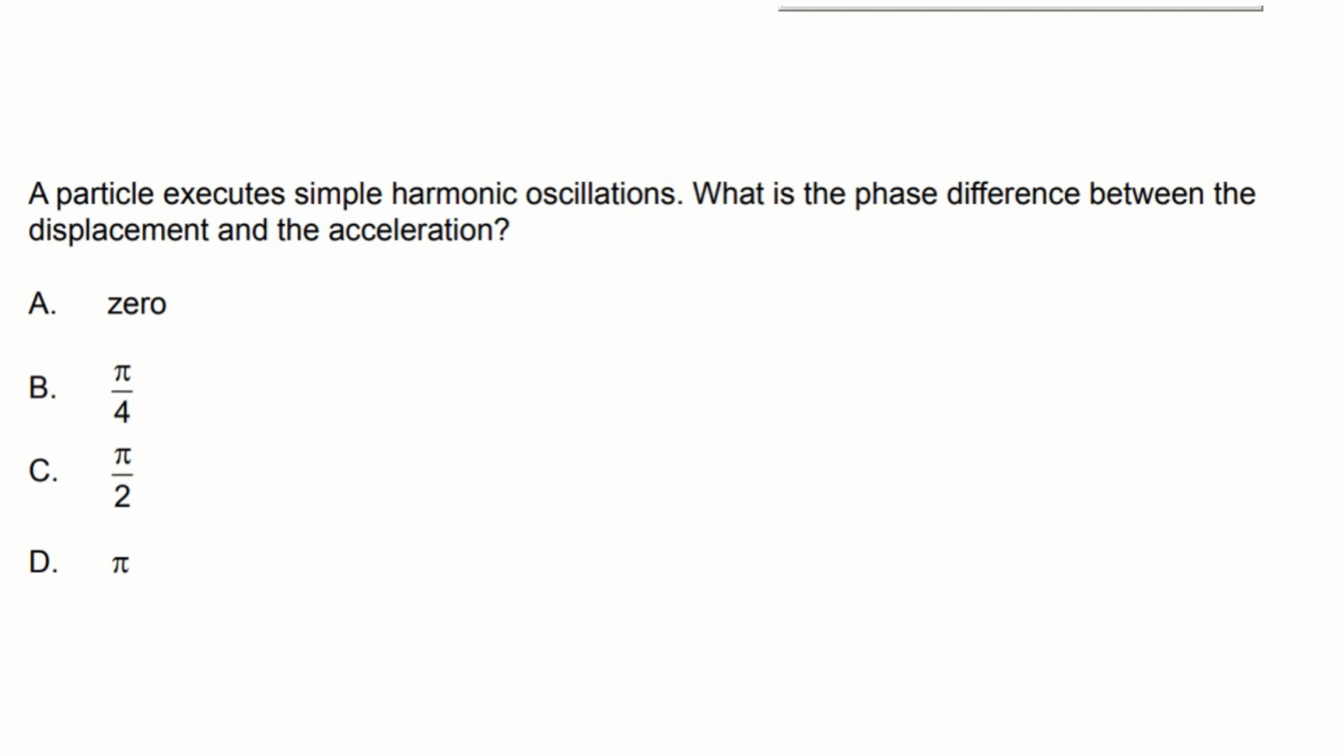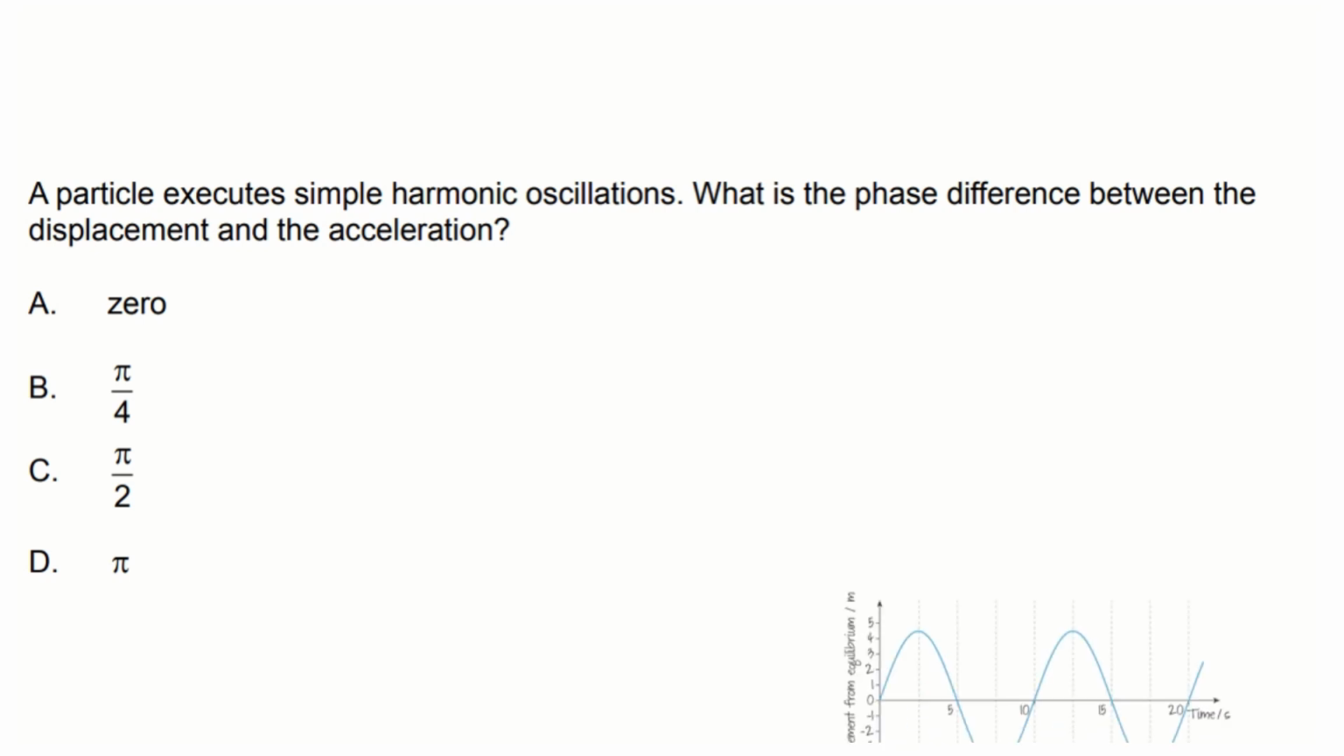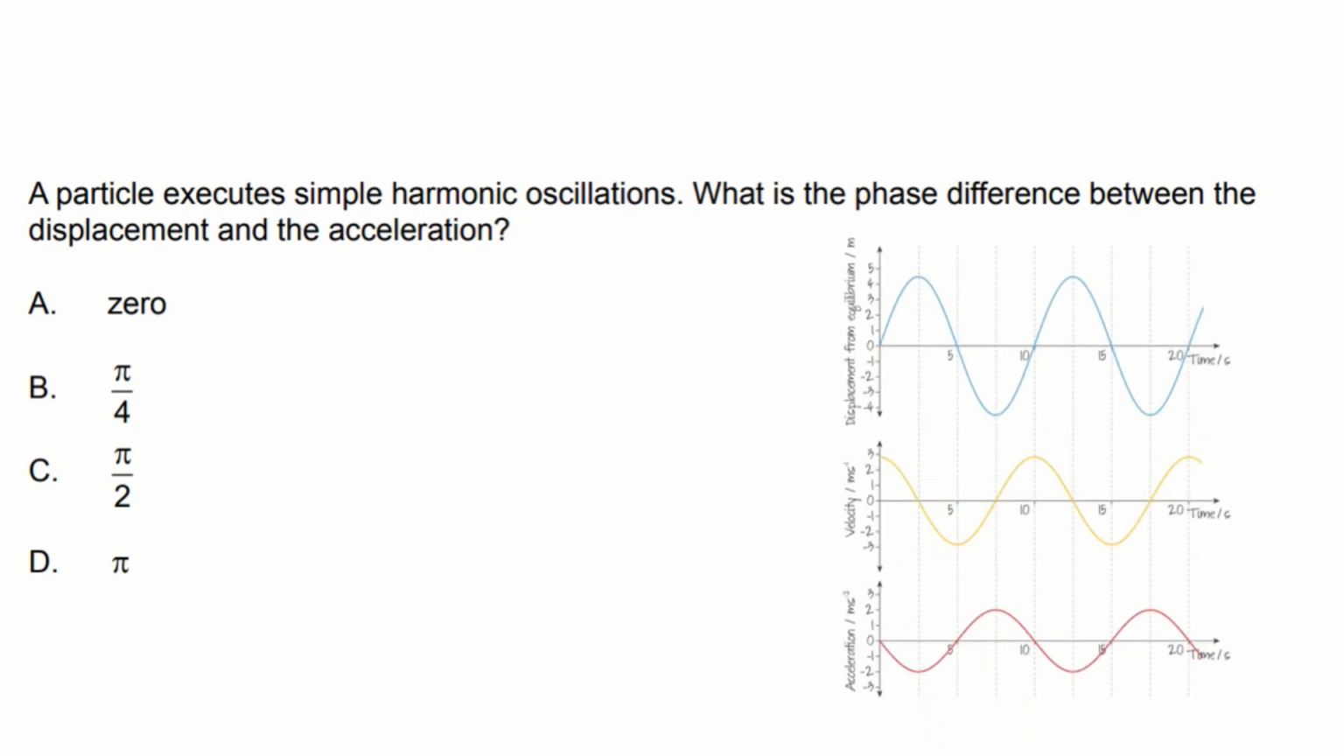What we should be aware of is that when SHM happens, we have graphs like this. So, for example, we might have a sine graph for our displacement, cos for our velocity, and then a minus sine graph for our acceleration. Now, we're focusing here on displacement and acceleration, so we want to look at that blue and that red line there.